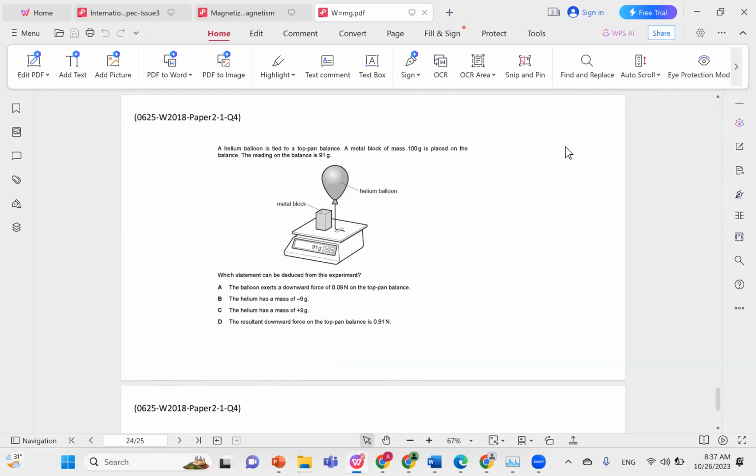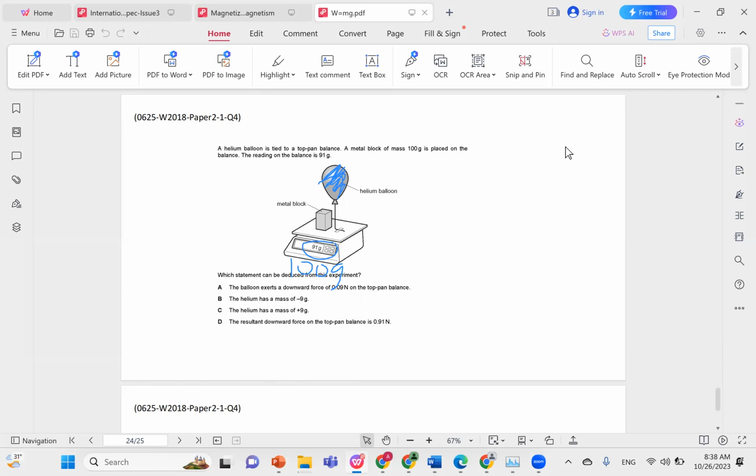A helium balloon is tied to a top pan balance. A metal block of mass 100 grams is placed on the balance. The reading is 91. Which statement can be deduced from this experiment? So the metal block has a mass of 100 grams. So we should assume that if the balloon was not there, the reading here would have been 100 grams. However, with the balloon, the reading is 91 grams. So the mass decreased in a sense.